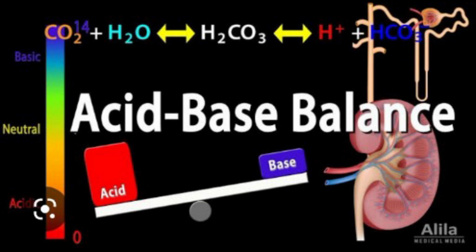Metabolic acidosis is one of the common acid-base disturbances. In this condition, the HCO3 concentration is reduced. This is due to the increased production of acids. These acids dissociate to give H plus ions, with a decrease in HCO3.